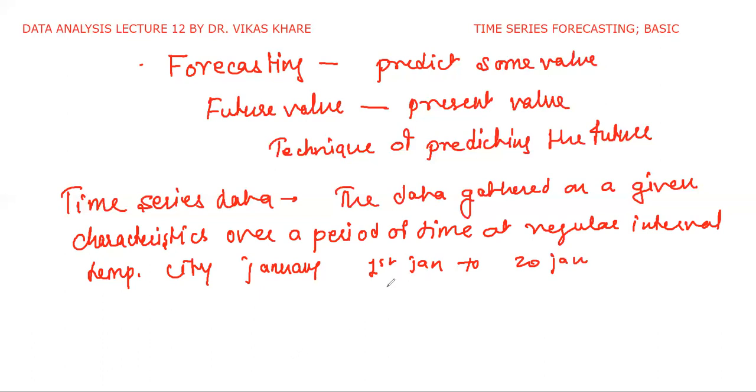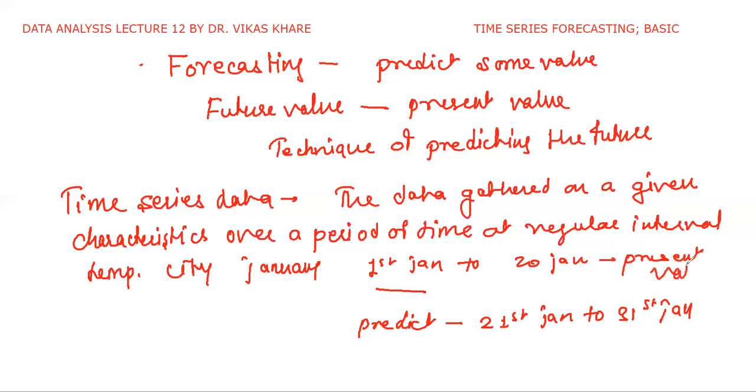So based on the data of temperature from 1st January to 20th January, we also identify or predict the value of temperature from 21st January to 31st January. In that case, the 1st January to 20th January data is called the present value, and the data which we will find out from 21st January to 31st January is called the predicted value or forecast.